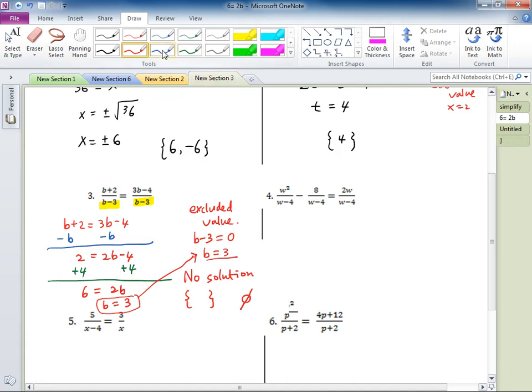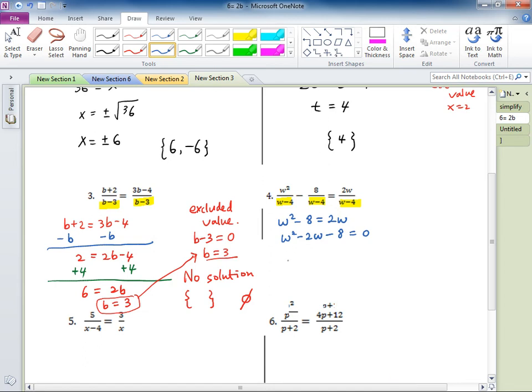Question number 4. Can I do the same way? Because all denominators are the same, numerators are going to be all the same, right? Okay. w squared minus 8 equals 2w. Do you have any idea how to solve a quadratic equation? Did we go over everything in Unit 1? Yes. So arrange the terms: ax squared plus bx plus c equals 0. That's what I want to see, okay? So arrange the terms in descending order, standard form of the quadratic. So I subtract 2w from both sides.